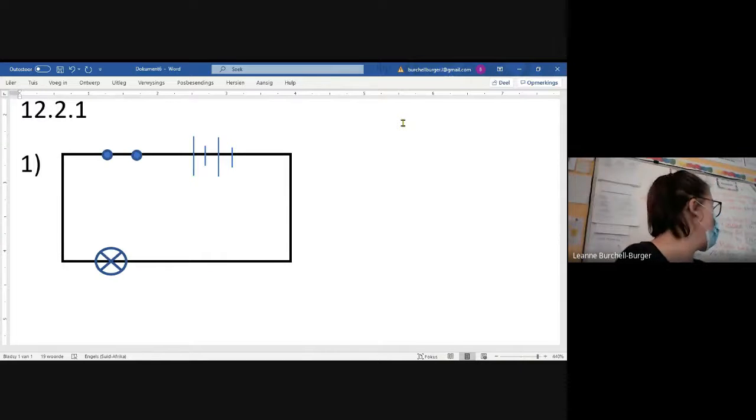I'm not going to let you do the whole activity now. I'm going to go through everything and we'll come back to that. I'm on page 116, 116.